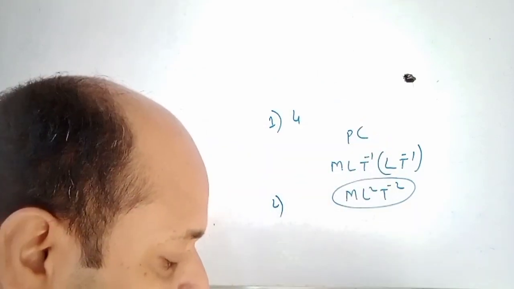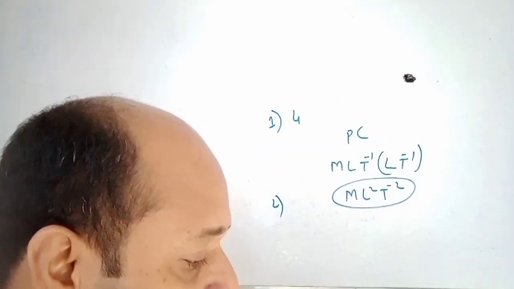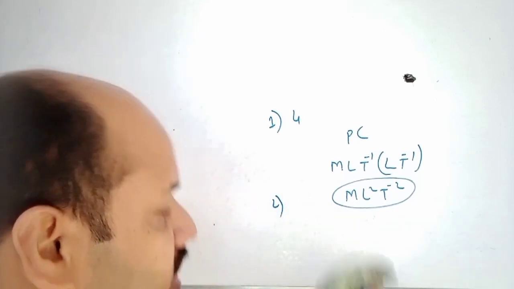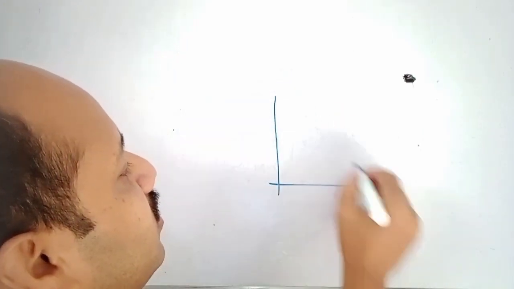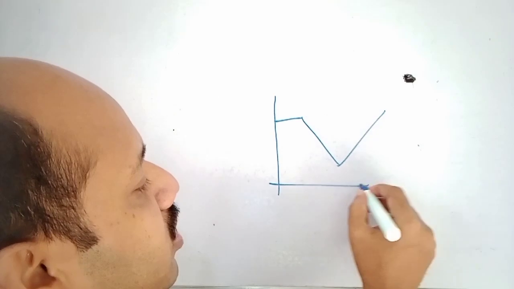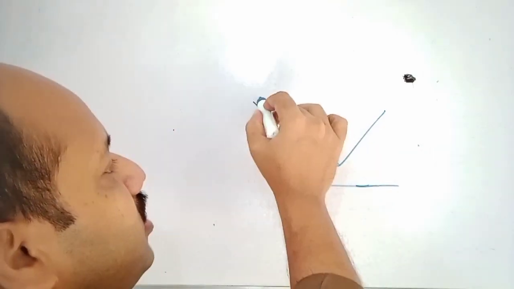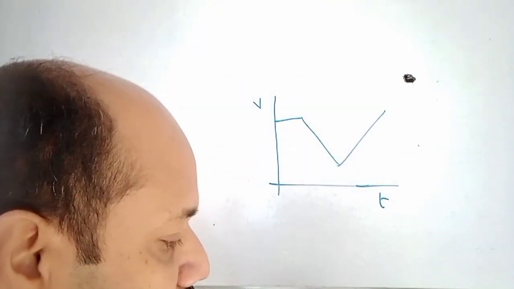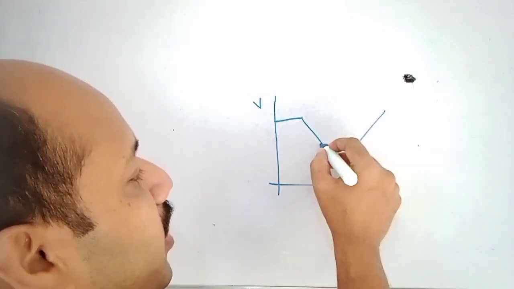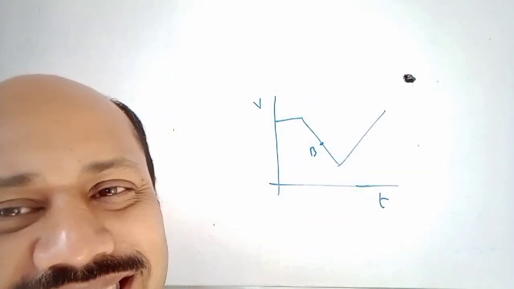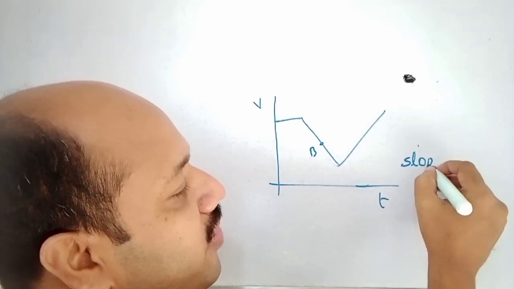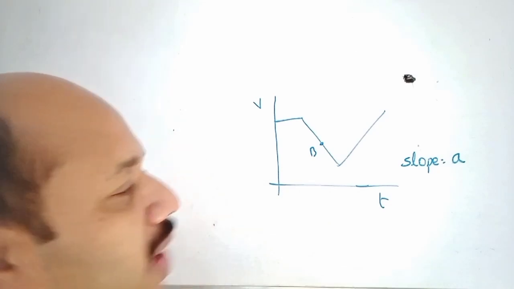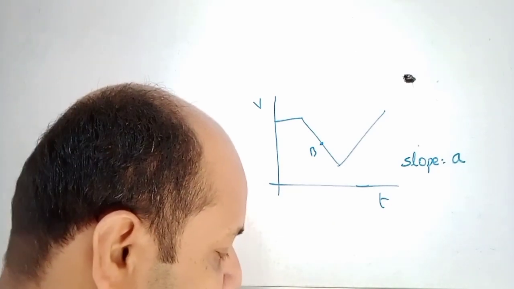Yes. Second question. A velocity time graph is given, and they are asking about the force, right? The velocity time graph is just like this, this way, this way, this way. This is velocity and this is time. They are asking whether the force is 0 at B. Look, this is the point B. What is the slope of a velocity time graph? The slope of a velocity time graph is acceleration. Then is the force 0 at B?